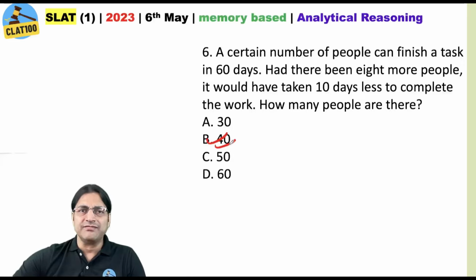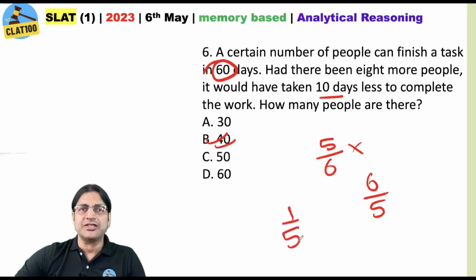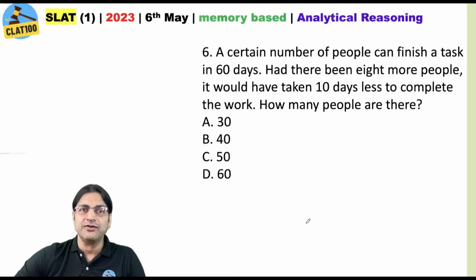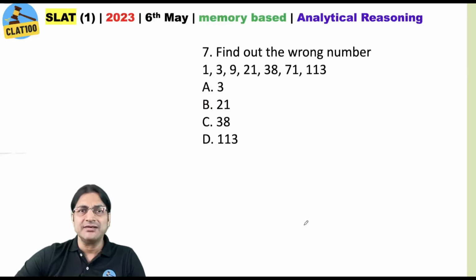Look at it very carefully. Had there been 8 more people, it would have taken 10 days less. 60 days here. In the next case, 50 days. So, number of days is 5 by 6. So, number of workers must be 6 by 5. That is 1 by 5 more than the original, and this 1 by 5 is equivalent to 8. So, the original number of workers must have been 5 into 8, that is 40. That's your answer, right?